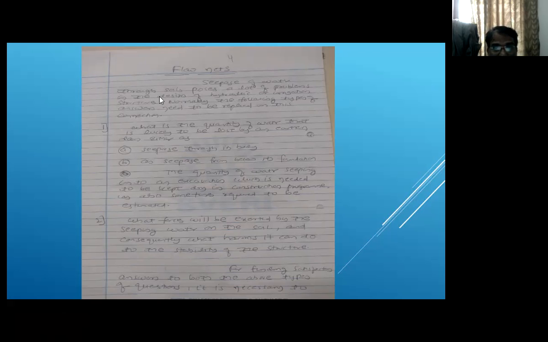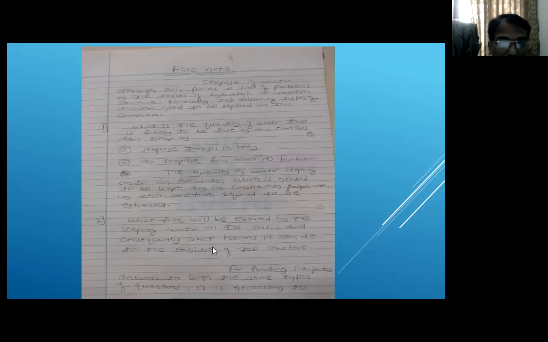So seepage plays an important role while designing the earth dam. So we should know what the seepage through its body is. Second, below the foundation also, how much seepage is taking place. The quantity of water seeping into the excavation, which needs to be kept dry. Sometimes some portion you have to keep dry, but seepage also takes place. How much that area is there. So all these things you should know before designing an earth dam.